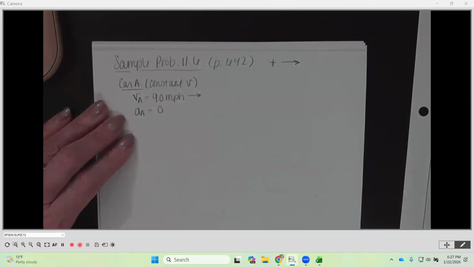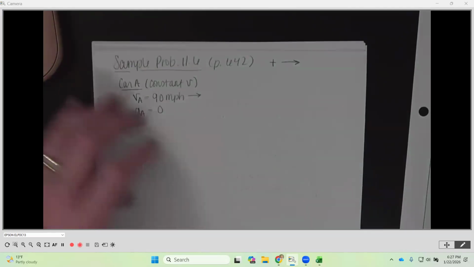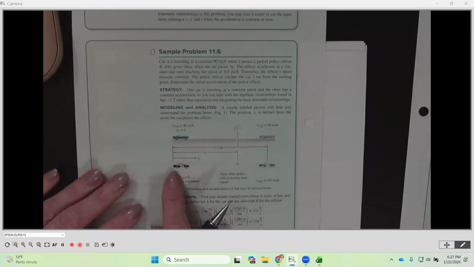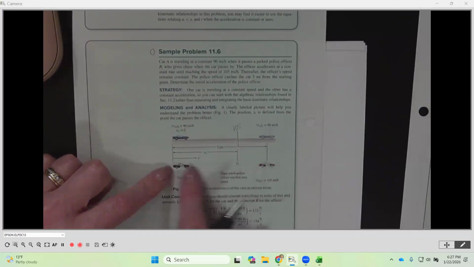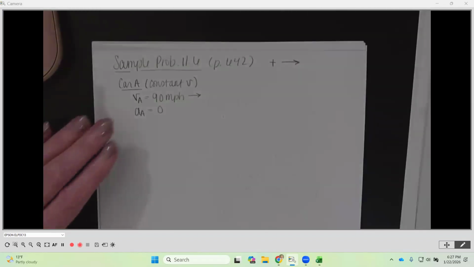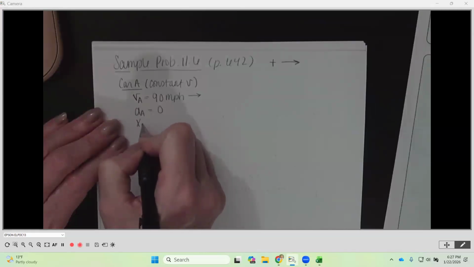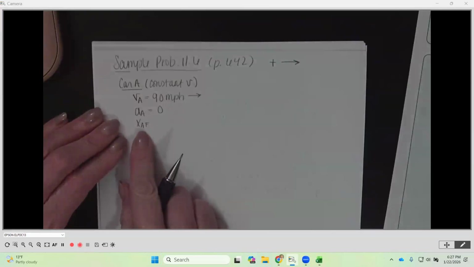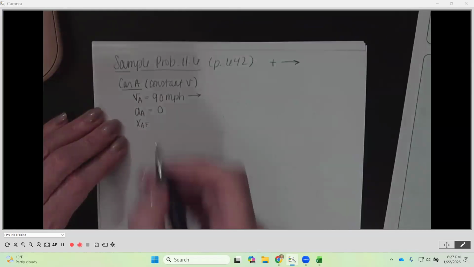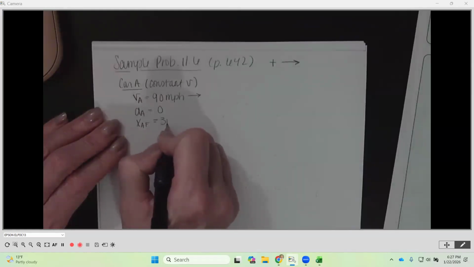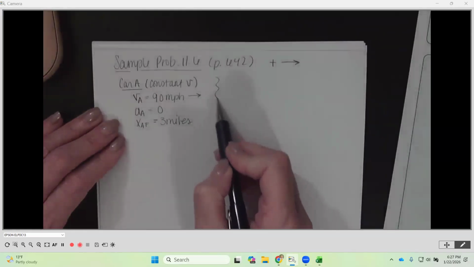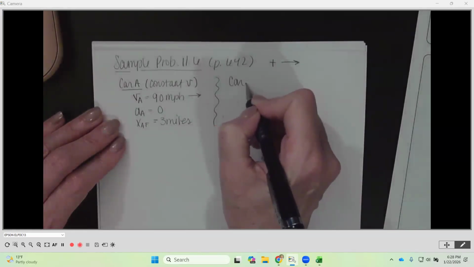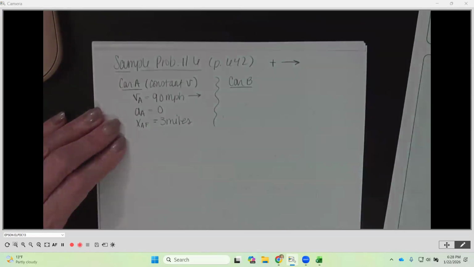Distance-wise, from where the car passes the police officer to where the police officer catches up, this is 3 miles. Because it's horizontal, we reference it as X, so the final position X is equal to 3 miles. And that's where it meets car B. So let's talk about B, the police car.